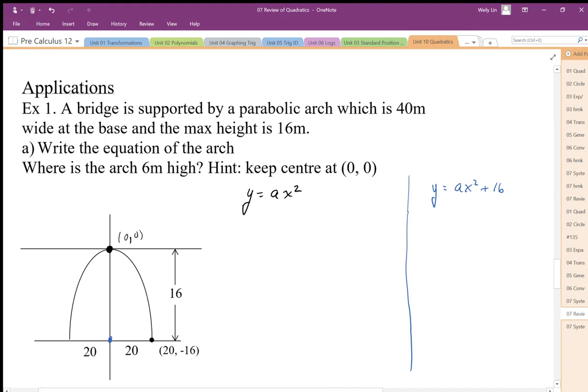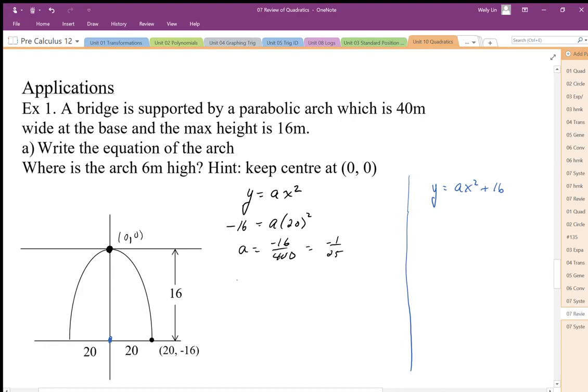ax squared problem. If I set this up as an ax squared problem, I need to find a, so I need a point on the curve. 0, 0 doesn't work because although 0 equals 0, that doesn't help me solve for a. I need another point on the curve, and that point would be this one here. I go over 20, down negative 16, since that's my origin. If I plug that in, negative 16 equals a times 20 squared. I can solve for a as negative 16 over 400, which simplifies to negative 1 over 25.